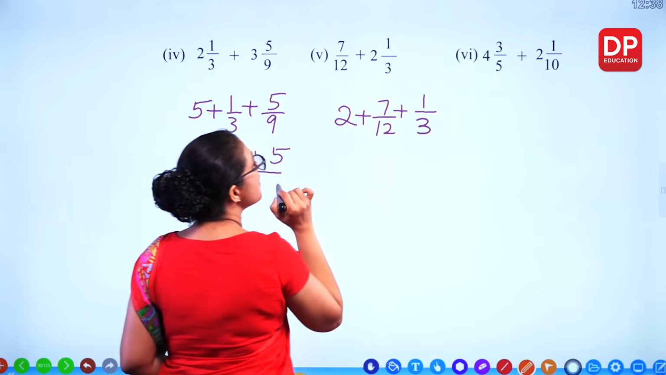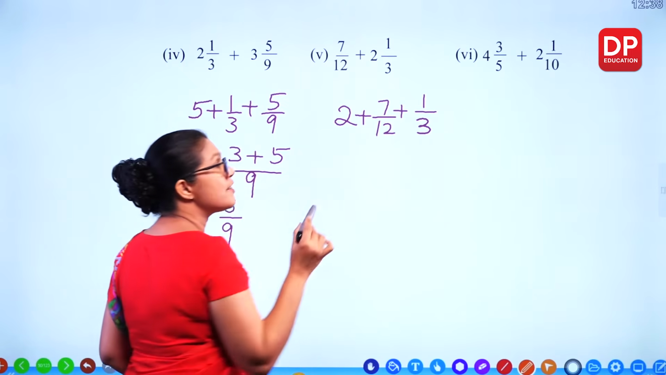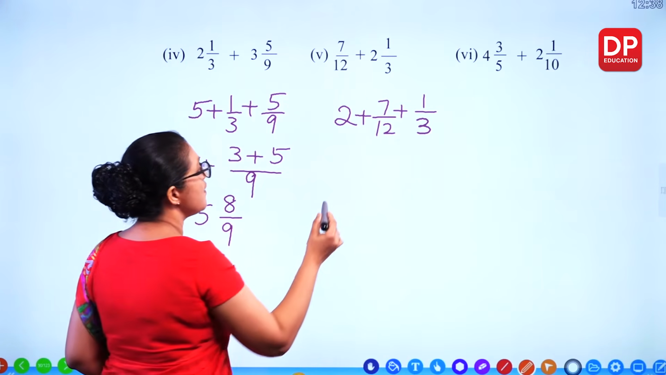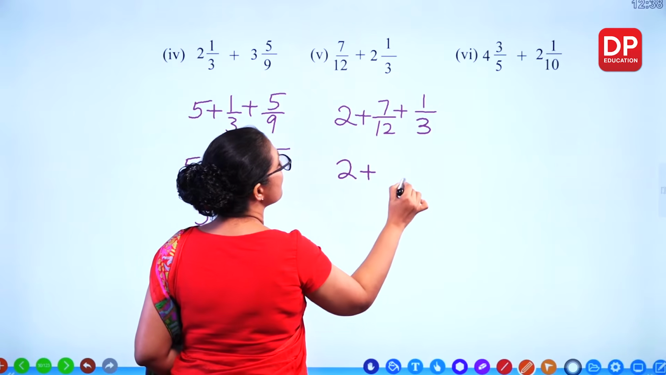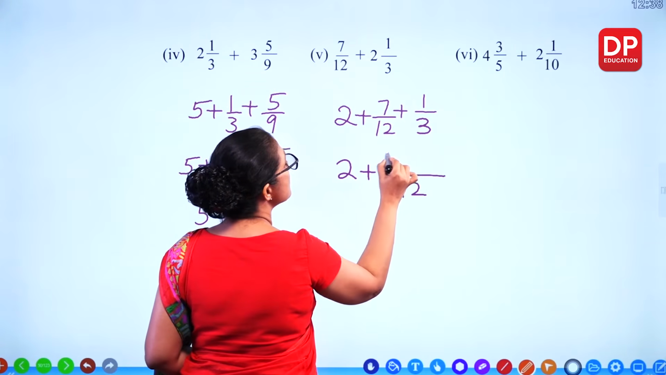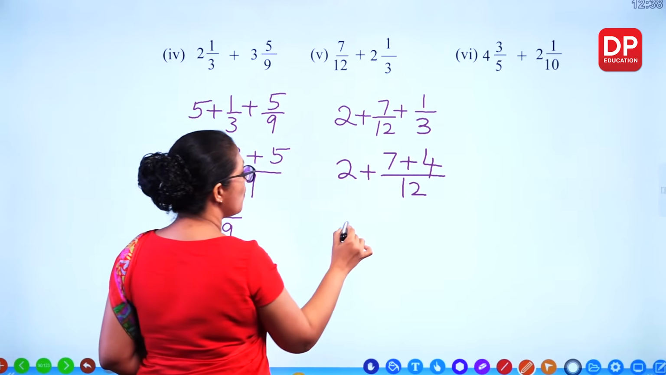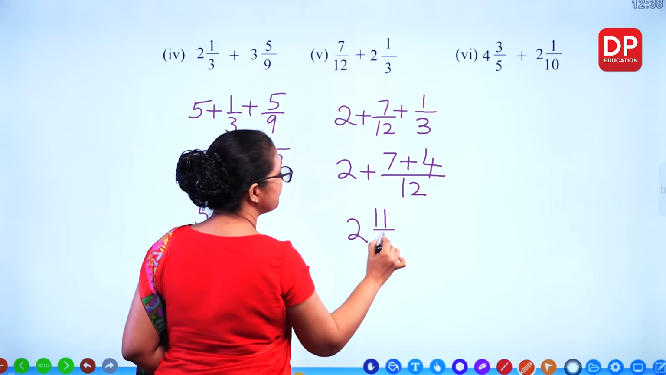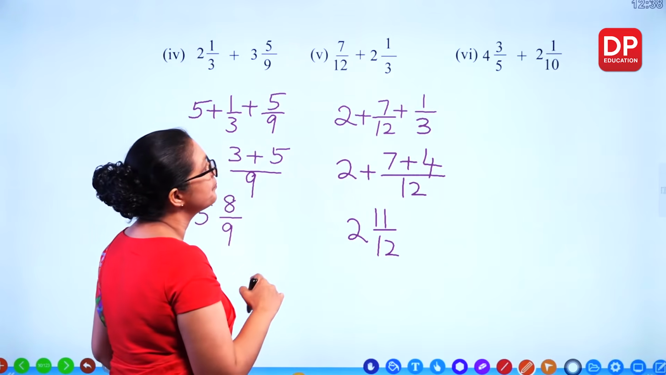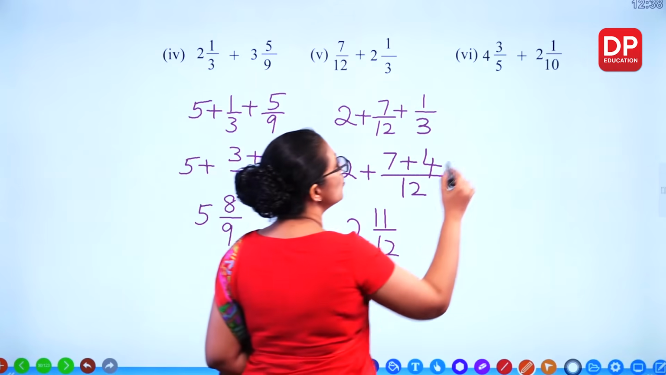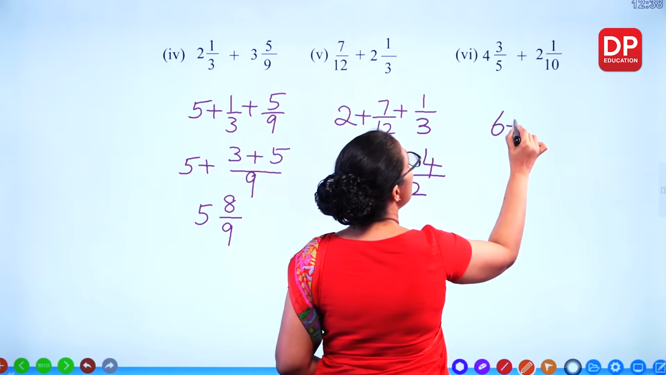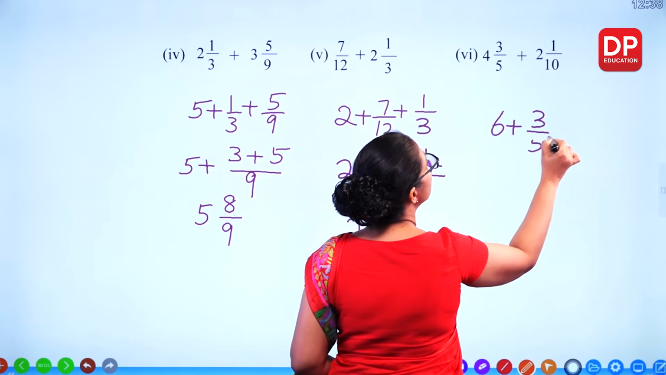So you get 3. Now 12 and 3, what's the common denominator? That's 12. Convert to 12. So this is the same. Multiply this by 4. 7 plus 4, you get 11. This one, 4 plus 2, you get 6. Add the fractions separately.